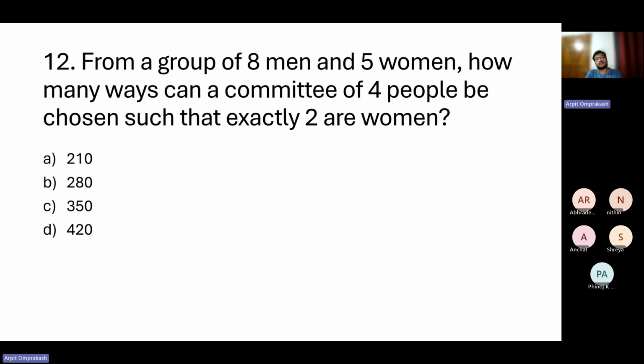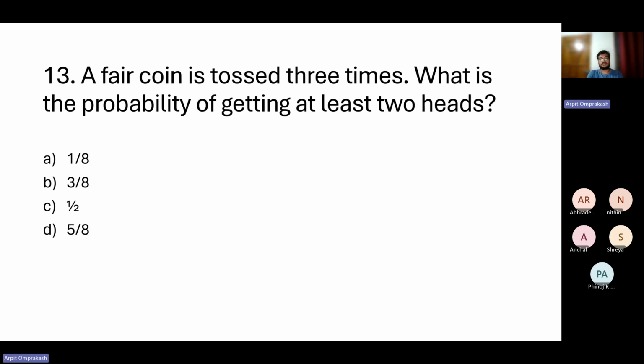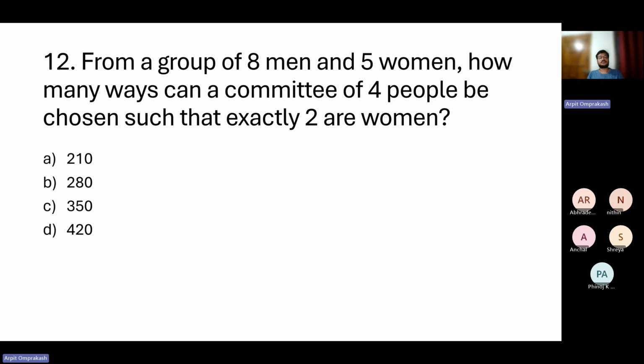Question number 12. From a group of 8 men and 5 women, how many ways can a committee of 4 people be chosen such that exactly 2 of them are women? Right. So we are given a total of 13 people, out of which 8 of them are men and 5 of them are women. And we are asked to form a committee of 4 people.